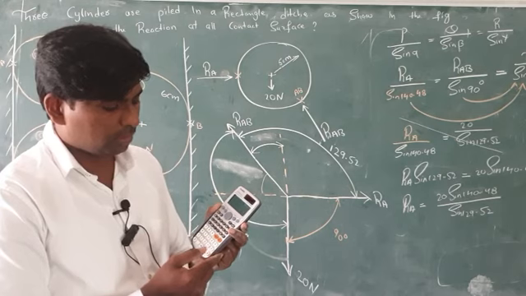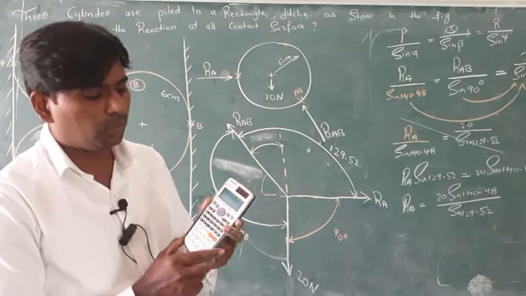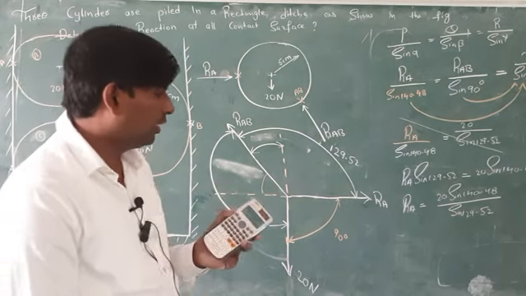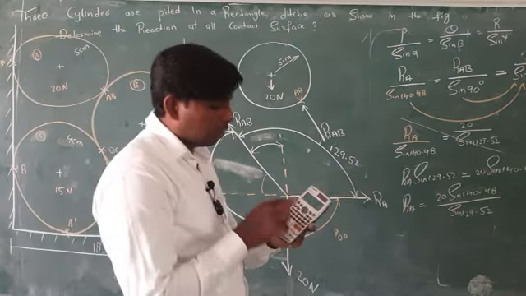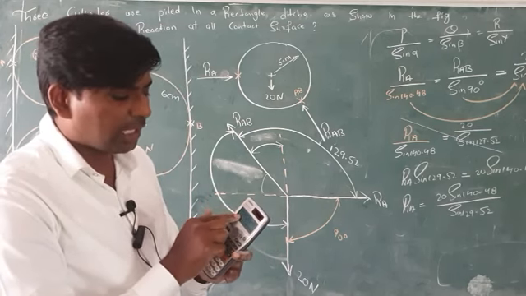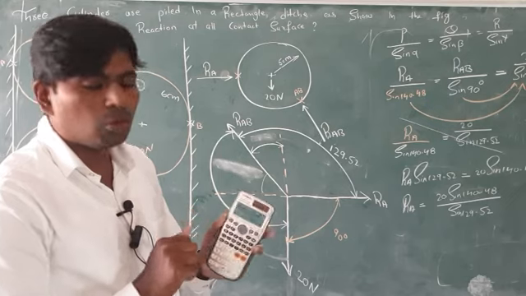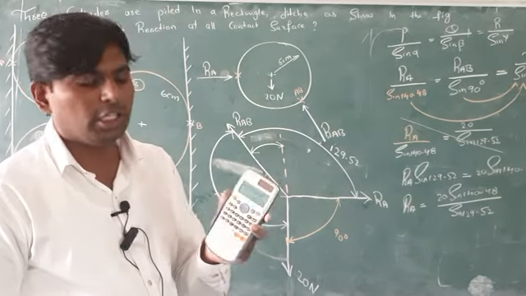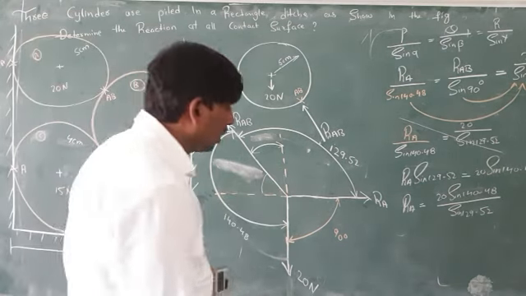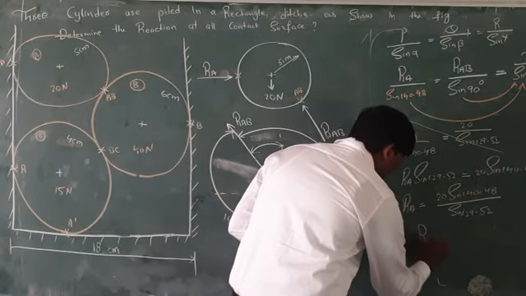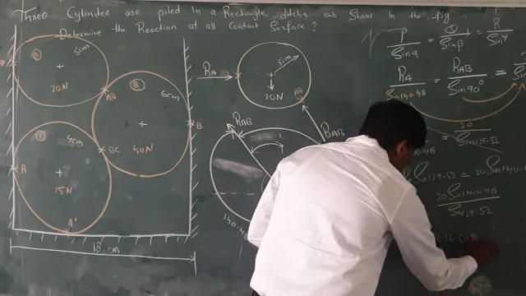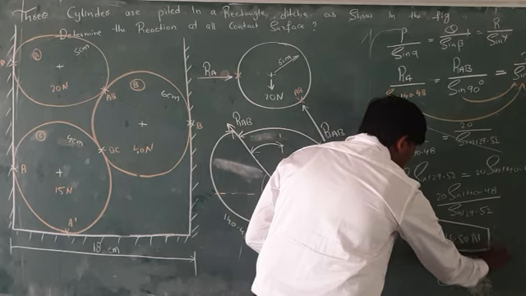Then you get 16.49. This is the value of RA. What I typed here: 20 sin 140.48 by sin 129.52. So here I got the value of 16.49 or 16.50. You can write like this also. RA is equal to 16.50 Newton.